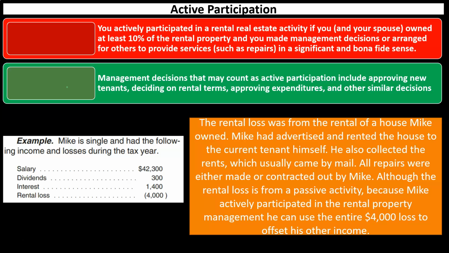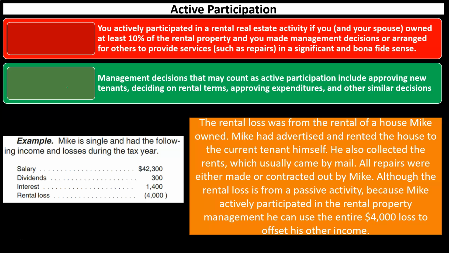So example, Mike is single and had the following income and losses during the year. Salary $42,300, dividends $300, interest $1,400, and then the rental loss of $4,000. The rental loss was from the rental of a house Mike owned. Mike had advertised and rented the house to the current tenant himself. So he did the work himself.